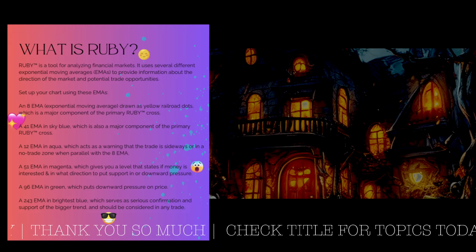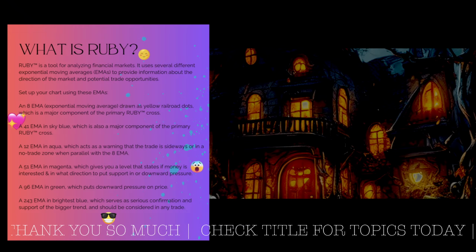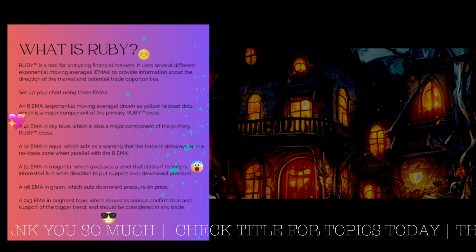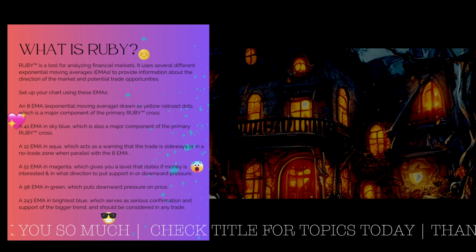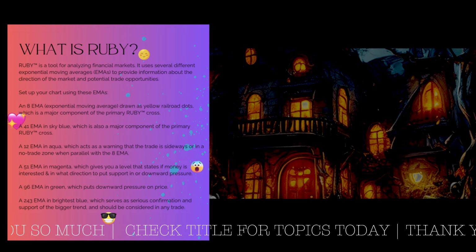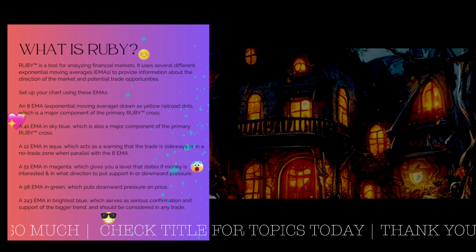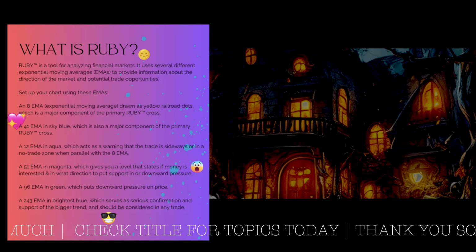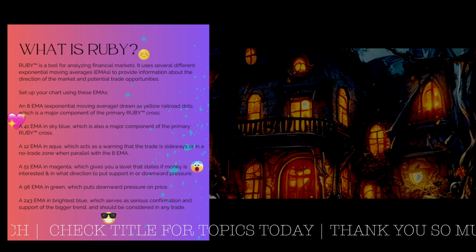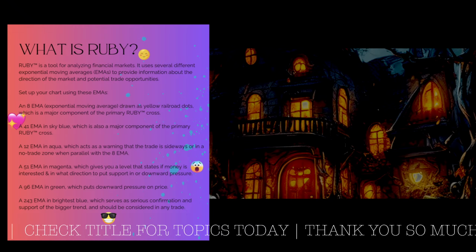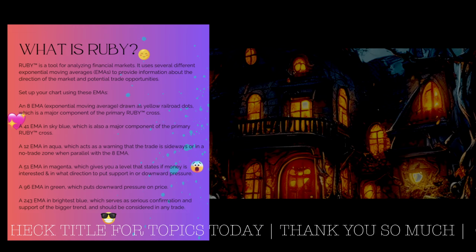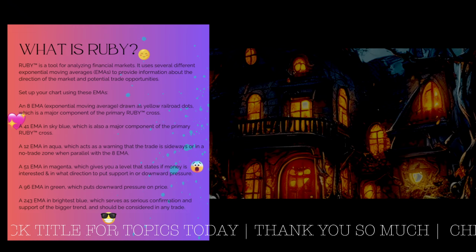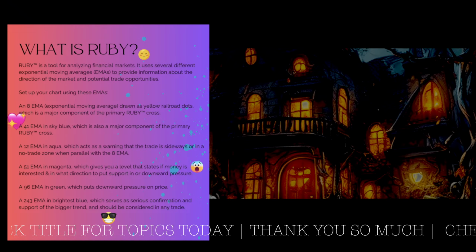That's the overlay that you see right there. And then I will read out what Ruby is. Ruby is a tool for analyzing financial markets. It uses several different exponential moving averages, called EMAs, to provide information about the direction of the market and potential trade opportunities. Ruby is a tool that was built by myself and a few other brilliant people over at TradingView in the very early days.